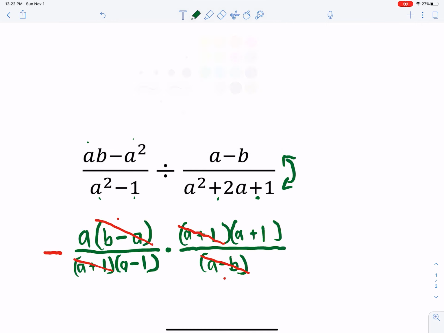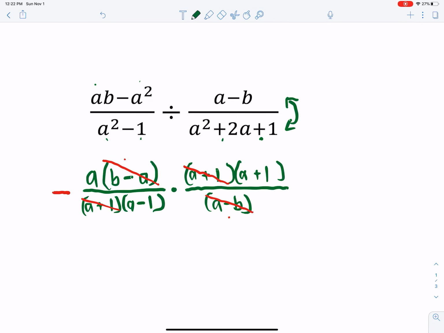So here, what we've got now that we've reduced everything we can, there's a negative sign at the front. And on the top of our fraction, we have a times a plus 1. On the bottom of our fraction, all we have left is a minus 1.